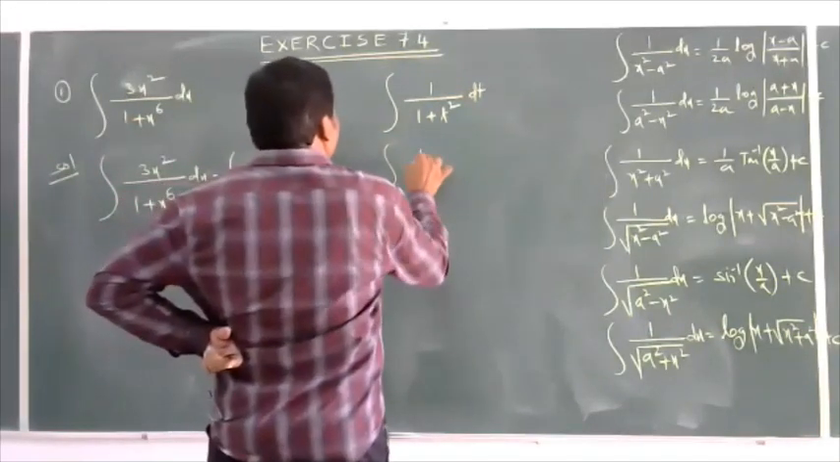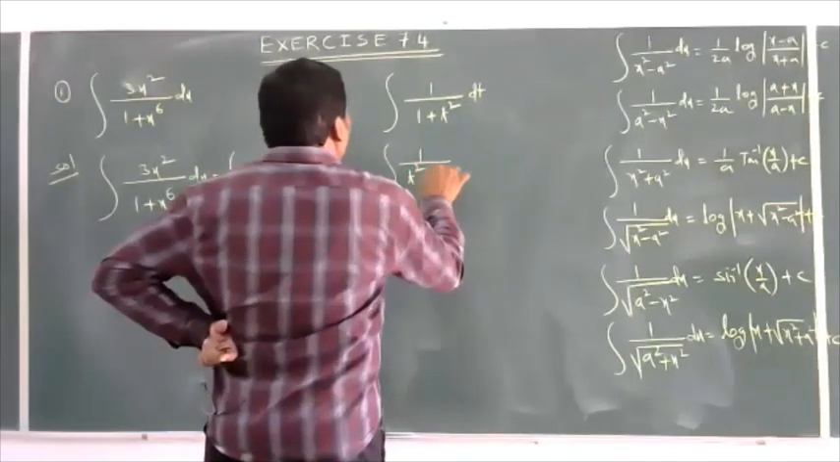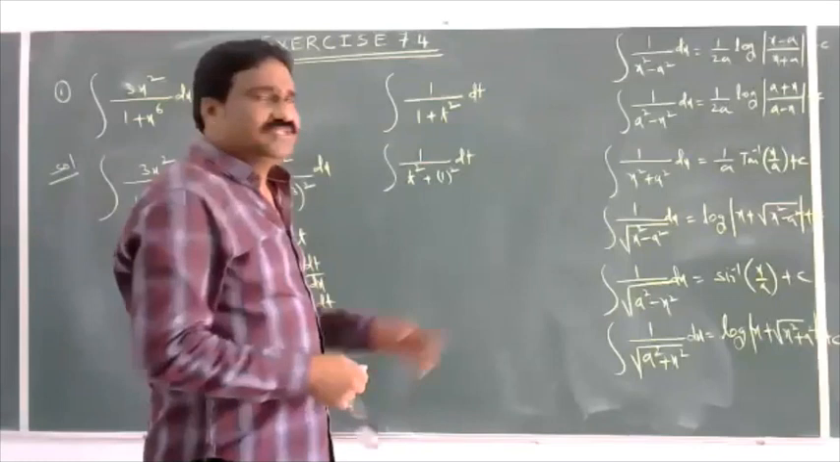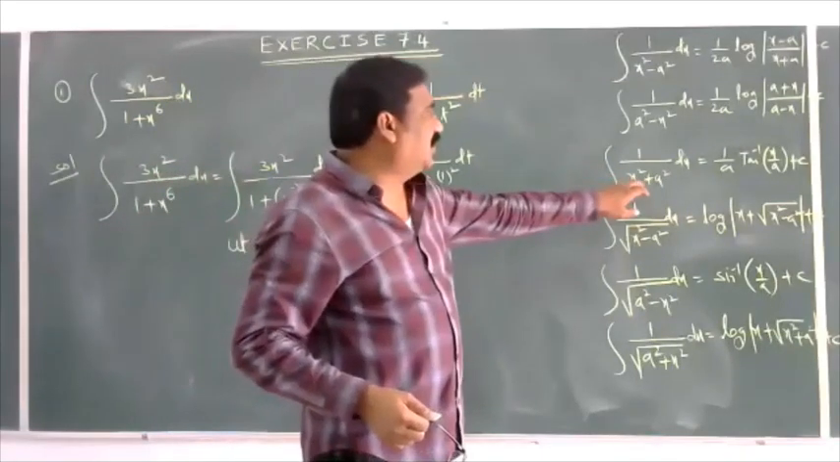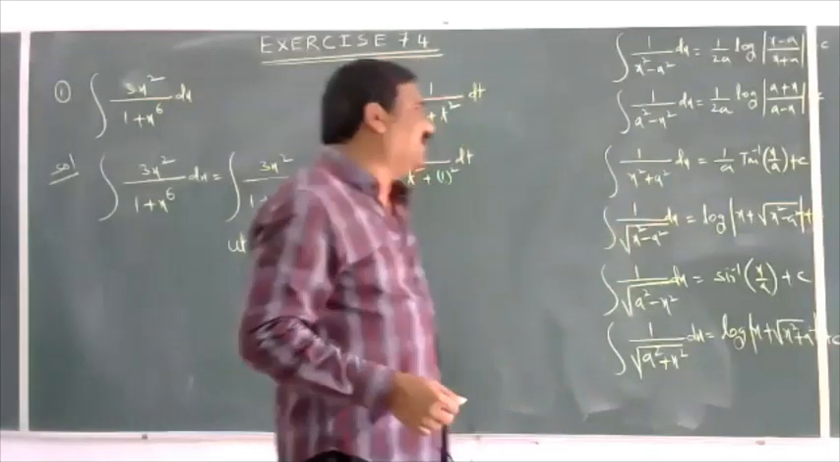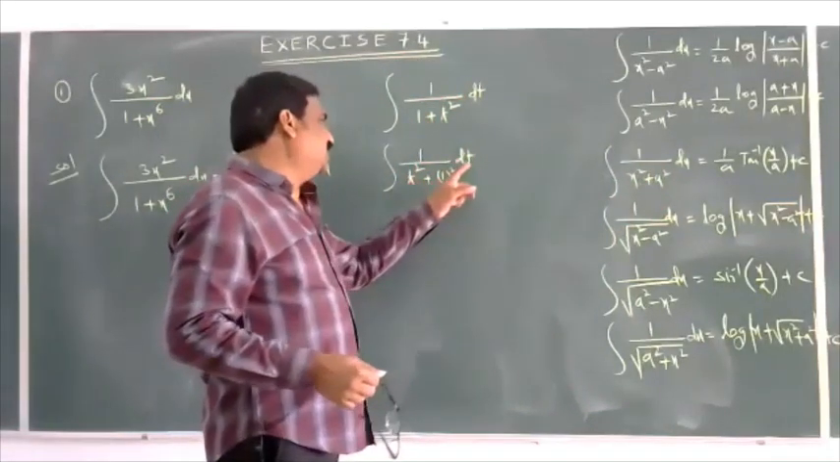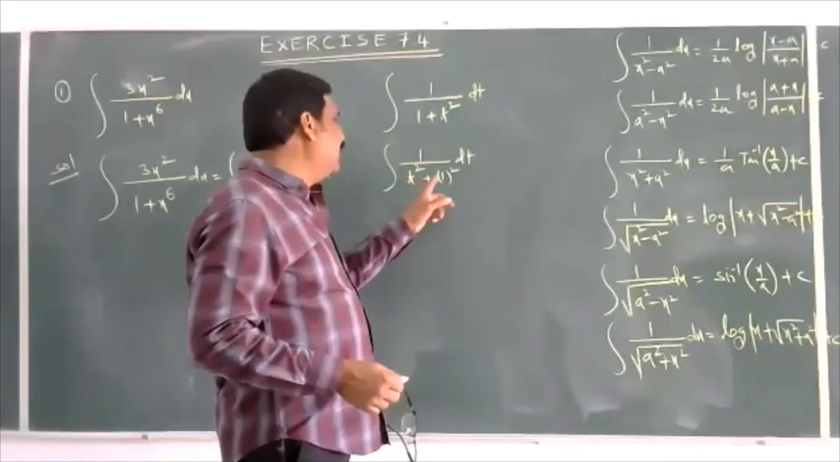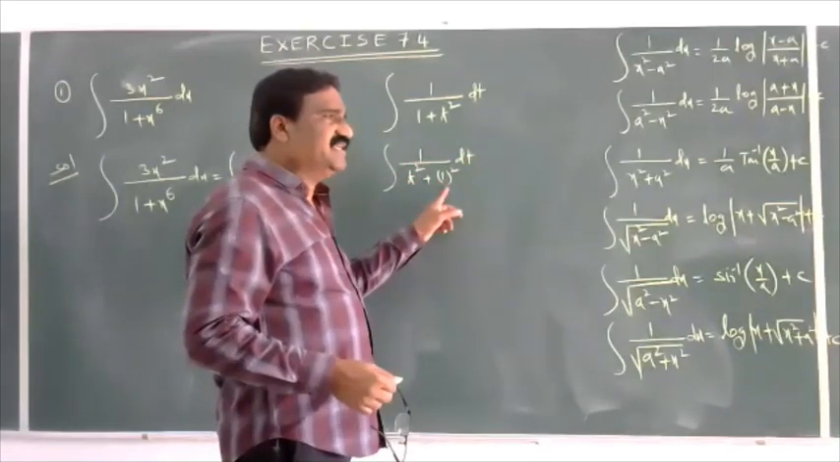That is integral 1 by t square plus 1 square dt. So this is in the formula of third formula. Observe this. Integral 1 by x square plus a square. Here with respect to t we are doing. That's why integral 1 by t square plus 1 square. Here a is equal to 1.